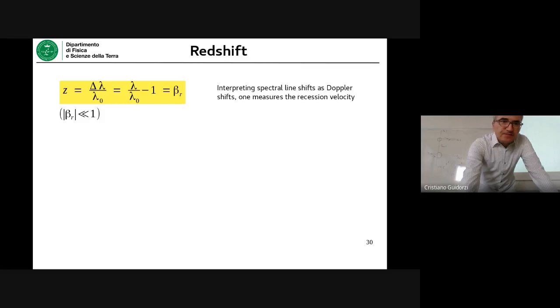As I said, the red shift. So the shift towards red is defined with the letter Z. This is universal notation. And Z, by definition, is just delta lambda over lambda 0. Okay? So a positive redshift means that the source is receding from you. And in the non-relativistic regime, from what we saw in the previous slide, delta lambda over lambda 0 is just beta r.